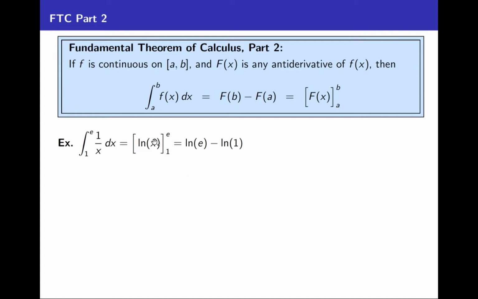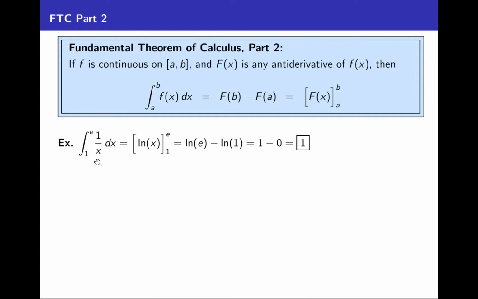So we plug in the e to ln of x, subtract off what we get when we plug in the 1. The answer is ln of e minus ln of 1. Well, ln of e is 1 and ln of 1 is 0, so the difference just equals 1. The definite integral from 1 to e of 1 over x dx equals 1.